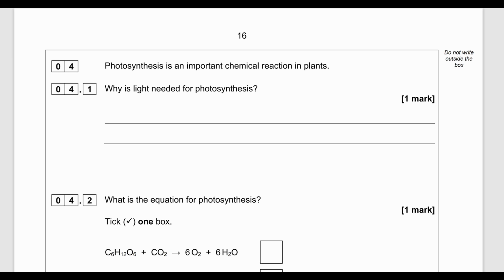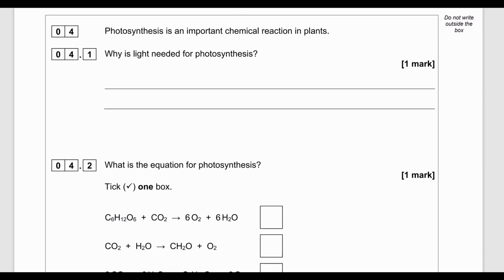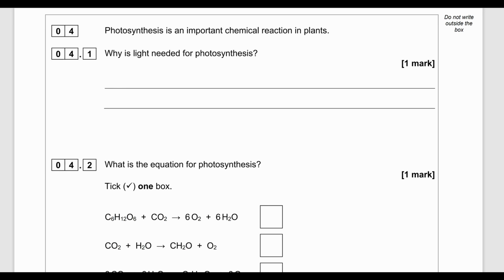This is part 2 of the walkthrough of the AQA GCSE Combined Science Trilogy 2022 Biology Higher Tier Paper 1. Question 4. Photosynthesis is an important chemical reaction in plants. 4.1. Why is light needed for photosynthesis?